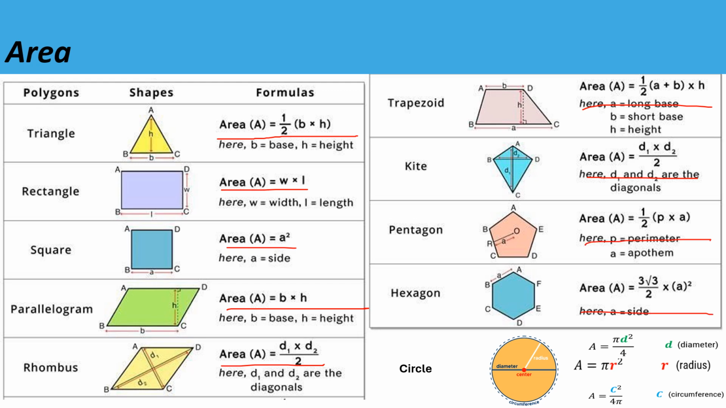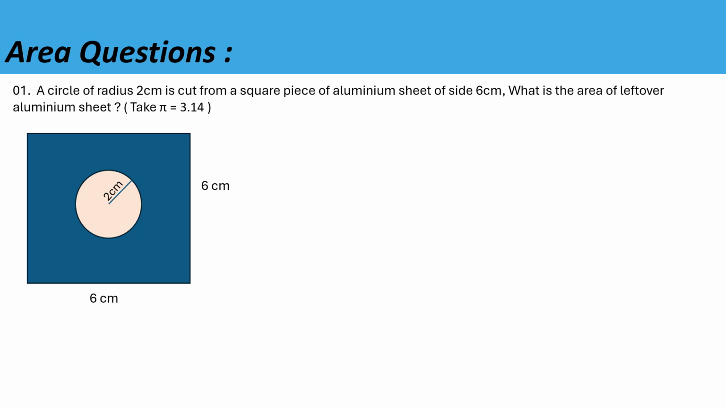This is a very easy topic. Area formulas will be required of you in your architecture college as well. So question number 1 is: a circle of radius 2 cm is cut from a square piece of aluminium sheet of side 6 cm, and what is the area of the leftover aluminium sheet?